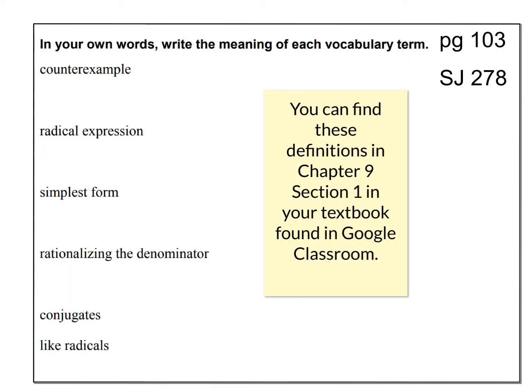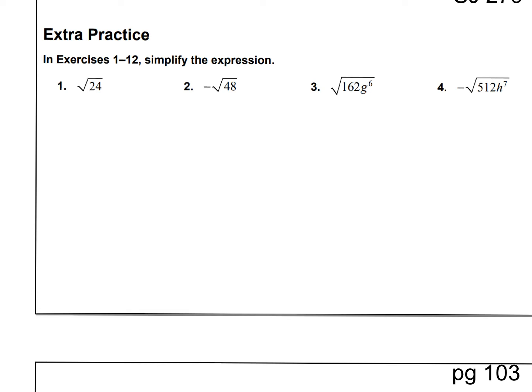If you'll please look up these definitions in your textbook. Those definitions can be found in Chapter 9, Section 1. We have already simplified radicals in previous videos, so I'm going to assume that you have remembered how to simplify those radicals. I am not going to make the factors on the side. I'm going to talk through the perfect squares.